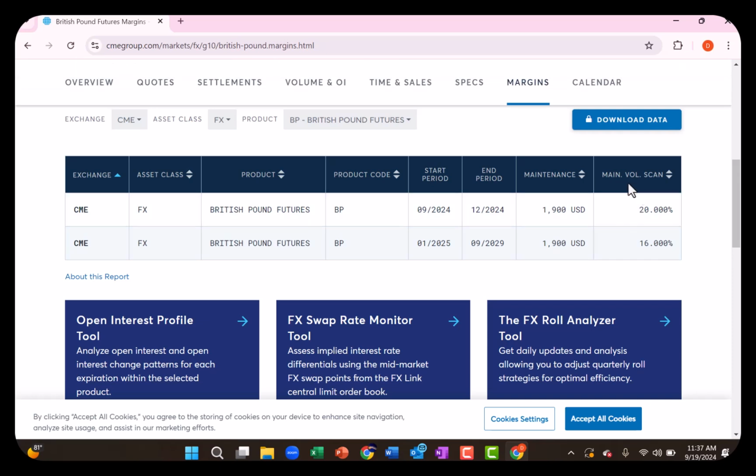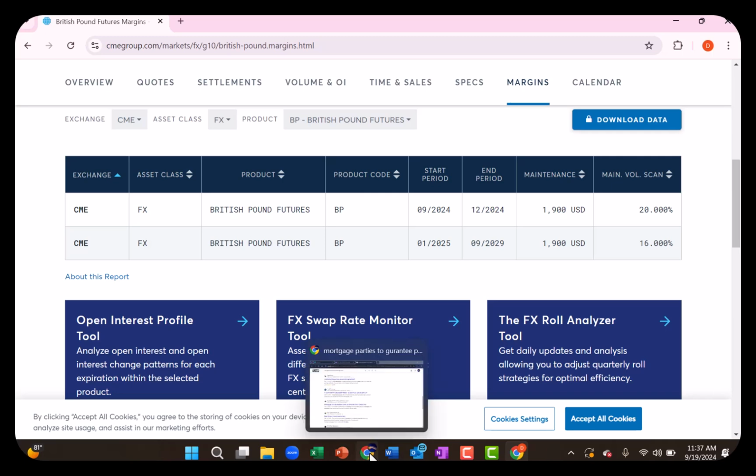This is main wall scan. If you basically go below, I think 80% of the initial margin, you're gonna get a margin call. I'm not sure what that is, so you need to read the specs. I haven't traded these things for a living for a long time. In the old days, they actually told you what the maintenance margin was. But if it's too low, you're gonna get a margin call.